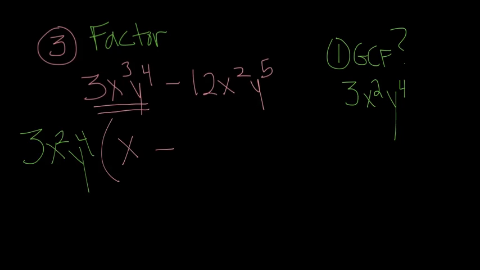If you take a factor of 3 out of the 12, we're left with a factor of 4. You take out 2 x's, we're not left with any x's. You take out 4 y's out of y to the fifth, we're actually left with just 1 y.